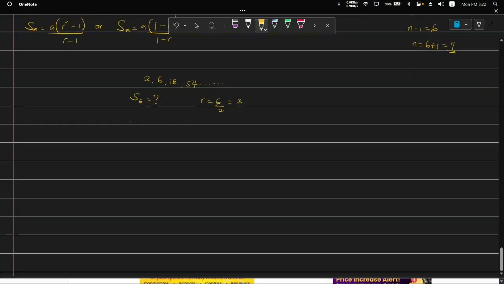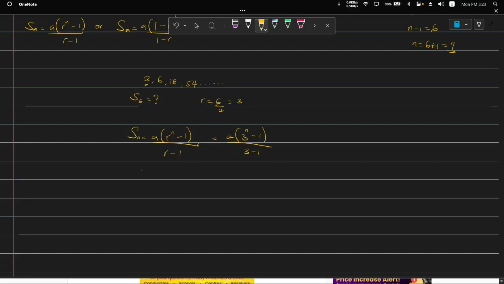So my formula here is going to be Sn equals A into bracket R to the n minus 1, over R minus 1. Are we together? And what is our A in this situation? Our A is 2. Our common ratio is 3. So we have 3 to the power of n minus 1 over 3 minus 1.